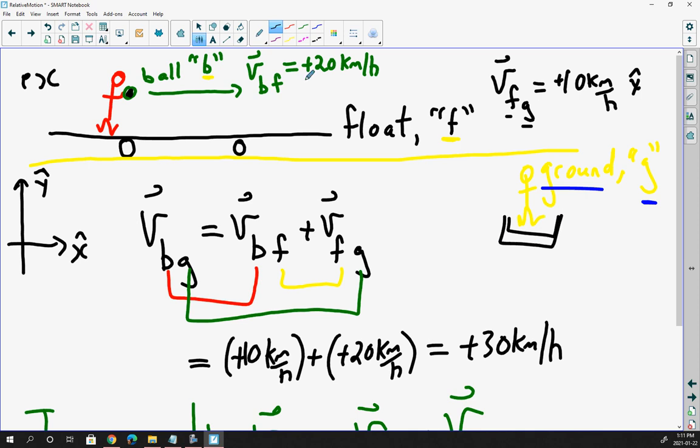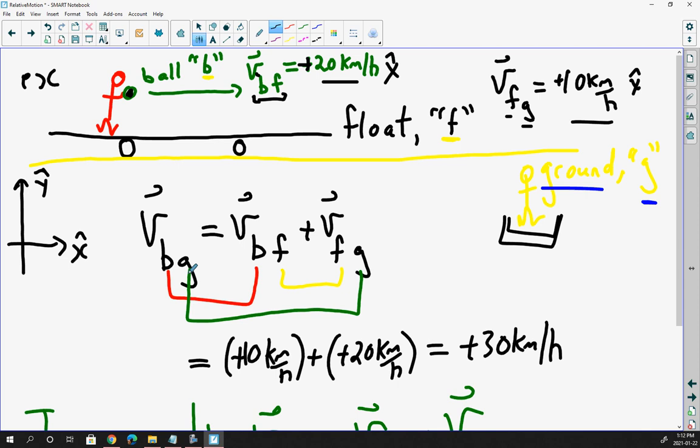And we do know that the velocity of the ball with respect to the float, so that's what the red person here is observing. They throw the ball and they observe that the ball is moving at positive 20 kilometers per hour in a positive x hat direction. But that's the velocity of the ball with respect to the float. We don't want that. We want the velocity of the ball with respect to the ground. So in order to do that, you're going to have to add the ball's velocity to the float's velocity, because the ball was already moving on the float.